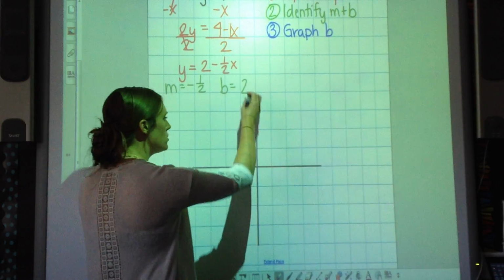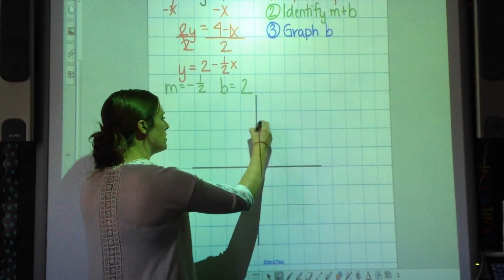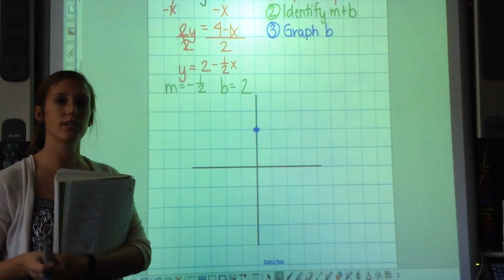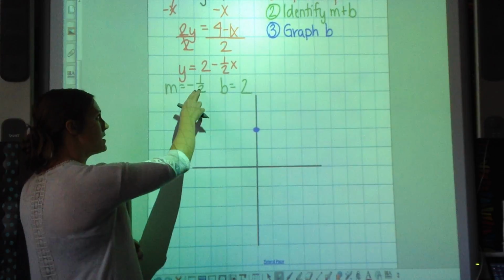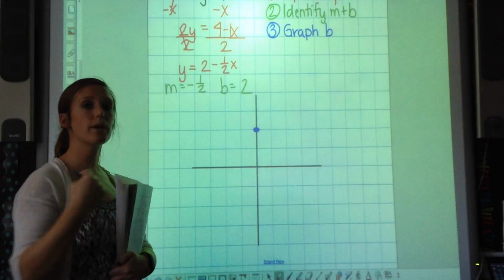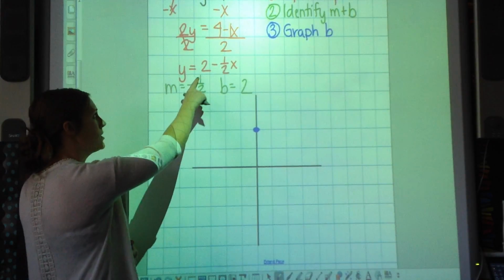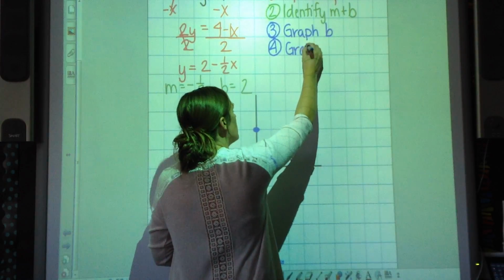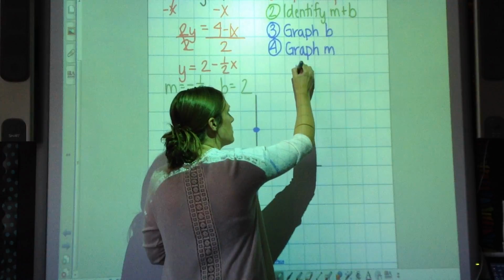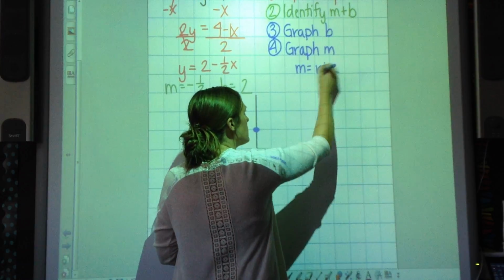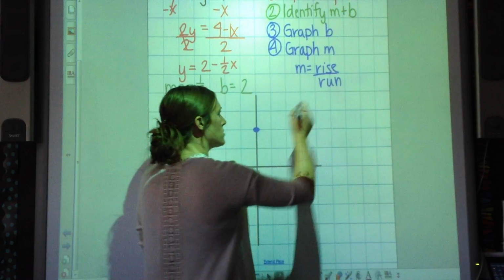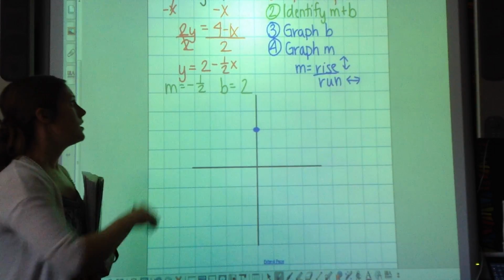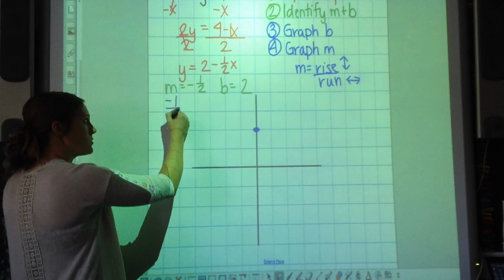So, 2 on my y-axis is right here. That's where I start. The slope is my direction to the next ordered pair. This is a fraction. The negative is going to go in the numerator or the denominator. I'm going to put it in the numerator. Rise over run. I'm going to put that little reminder that slope is rise over run. So we go up or down. -1/2 is what I'm thinking.